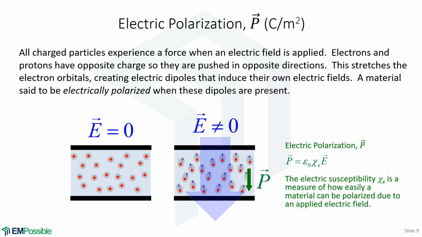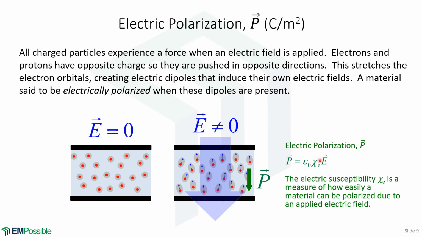So we have a couple of constants here that help us convert the units of electric field intensity to polarization. First, we have what's called the free space permittivity, and this is what carries all of the units. That's farads per meter. That will convert volts per meter into coulombs per meter squared.